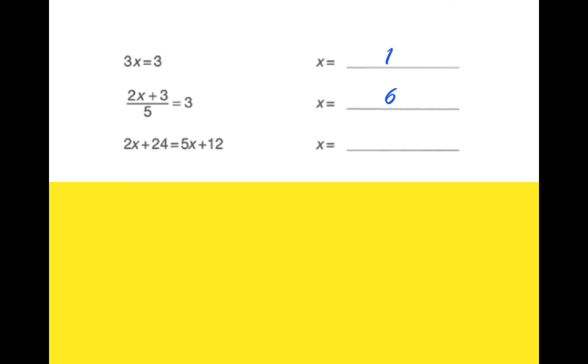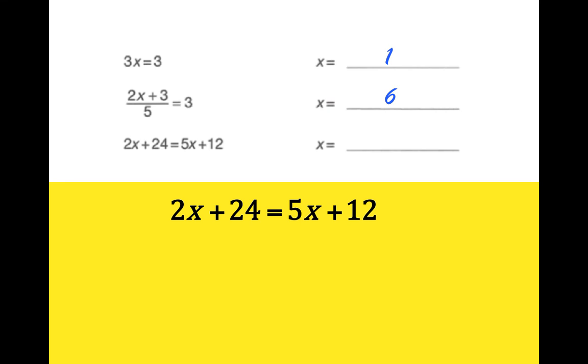Finally, 2x plus 24 equals 5x plus 12. I've got x's on both sides, so I'd like to take away as much x as I possibly can from both sides. There are 2 x's on the left and 5 x's on the right, so the most that I can take away from both sides is 2 x's.